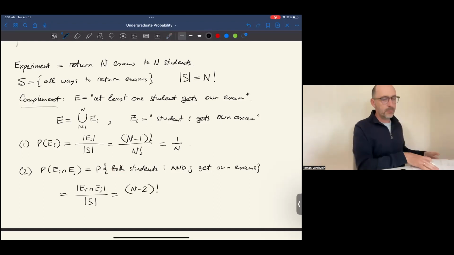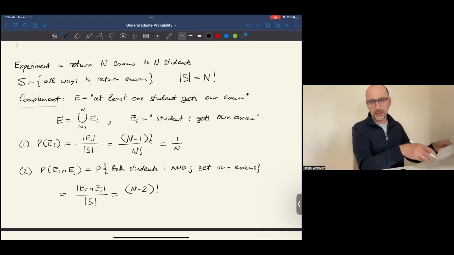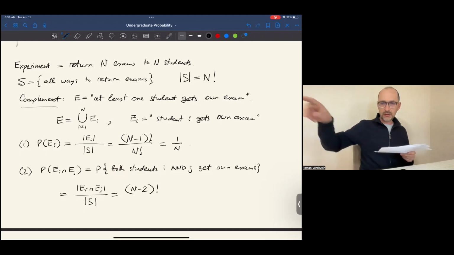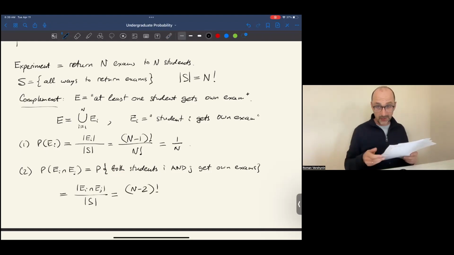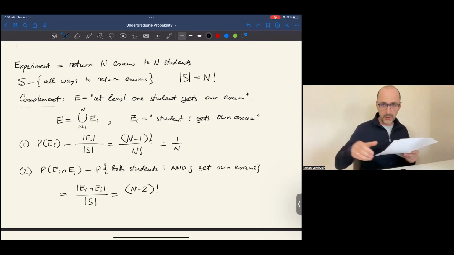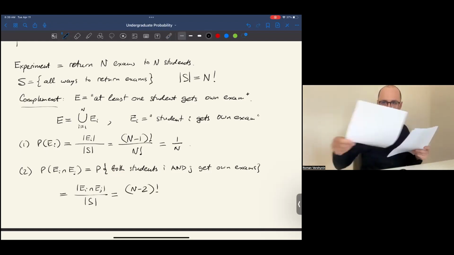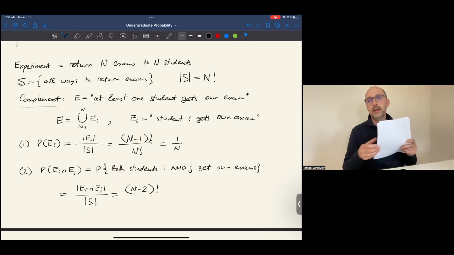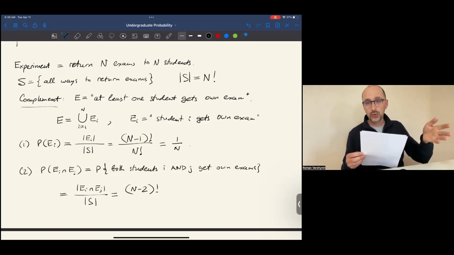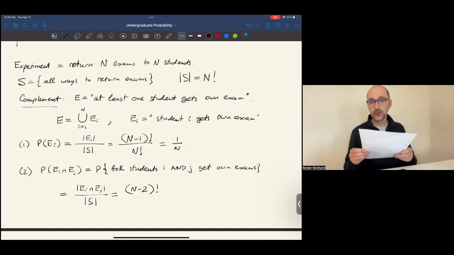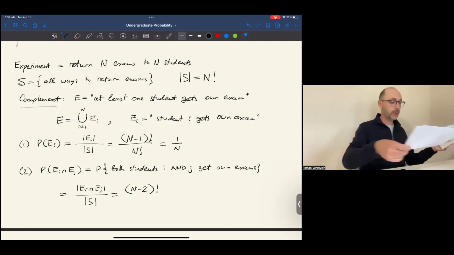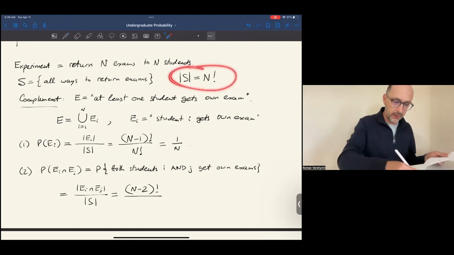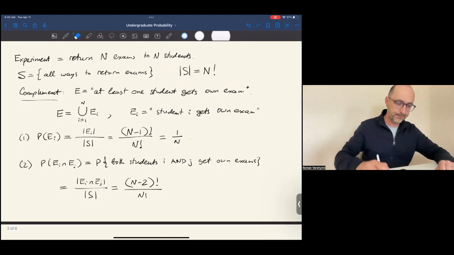To see this, perform the same mental experiment. Imagine I'm holding n exams, and I know that these two students, I and J, must get their own, so I look up their exams first. This is for I, and this is for J, and I send them home. That's only one way to do that. But now I'm left with n-2 exams that need to be returned to n-2 students. How many ways are there to do that? There's (n-2)! ways. This is divided by n!, and that's that.